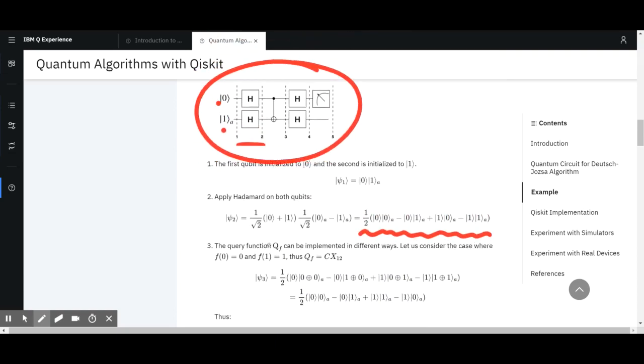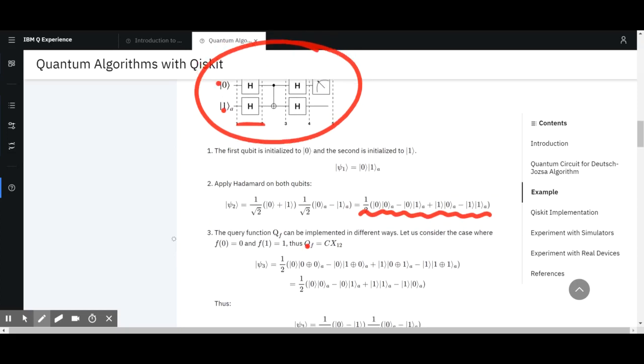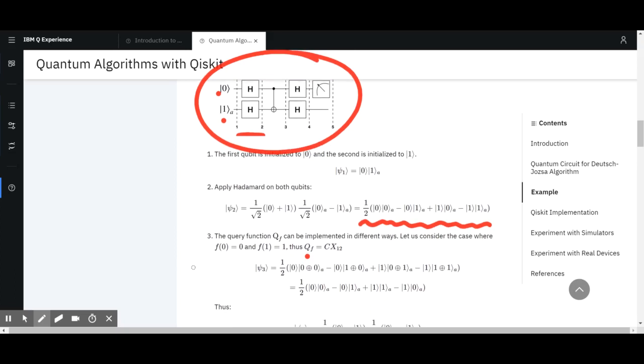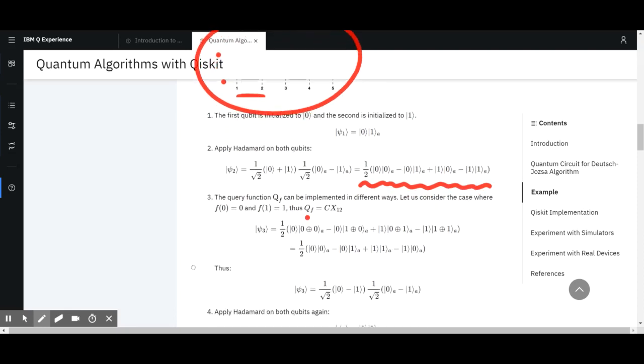Okay, so basically what's happening is, the thing is QF has to be hard-coded in the quantum circuit. The function has to be hard-coded in the quantum circuit. So it's not so much practical, I would say, but it probably serves the purpose of illustrating that you can solve the problem with just one run, by querying just one time. The query function can be implemented in different ways. That is considered in this case exactly.